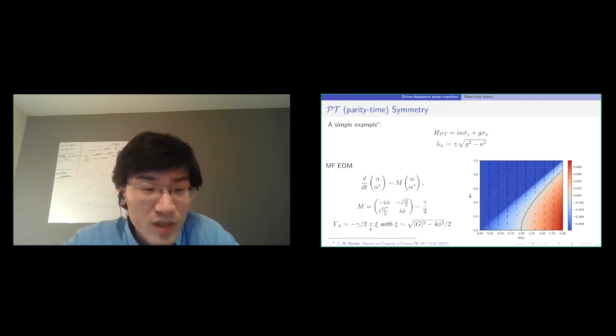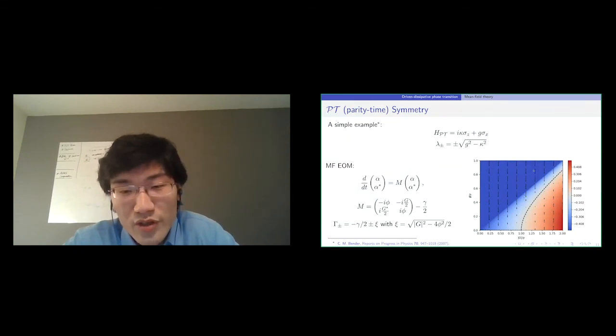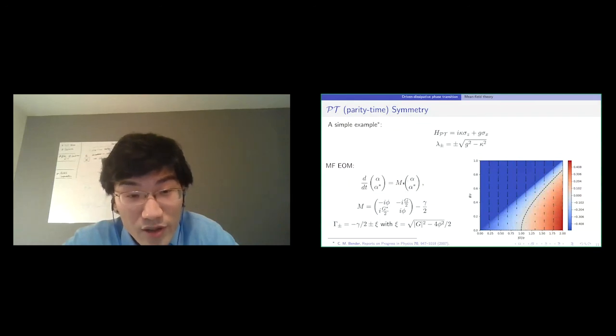You can show the value of gamma plus as a function of phi and the driving strength G. Here you can show that there are two regions. In this one region, gamma plus is always negative, but in this region, gamma plus is always positive. If gamma plus is negative, by doing an exponential, you can show that the value of phi will just decrease exponentially, which means that phi, the order parameter, will also decrease as time evolves.